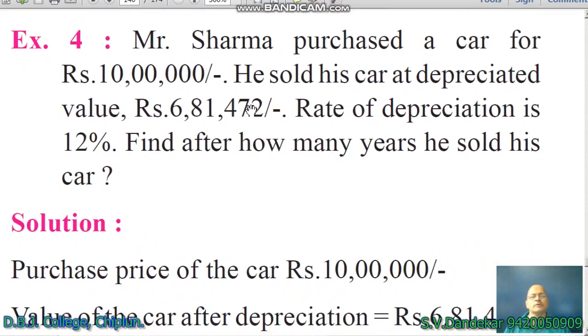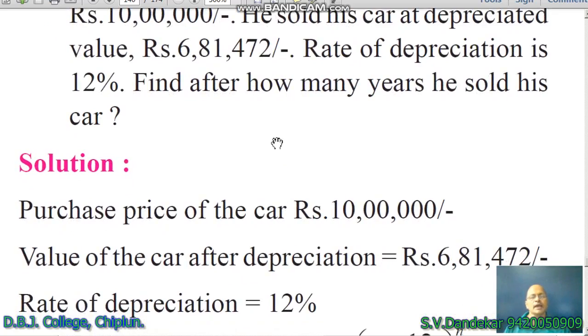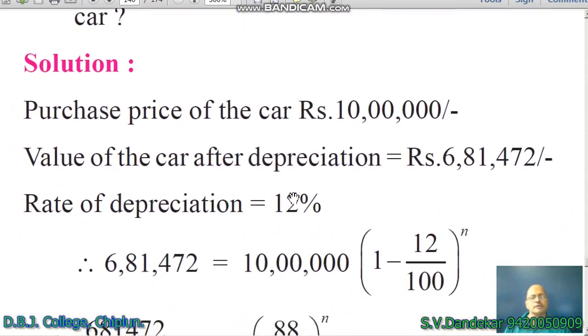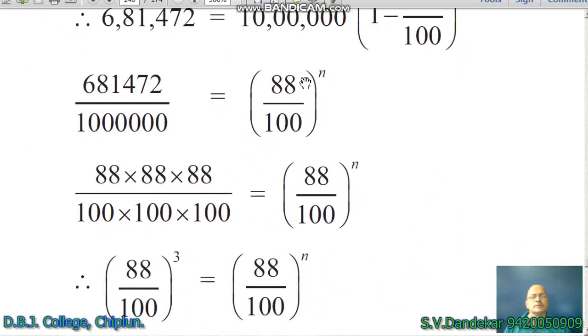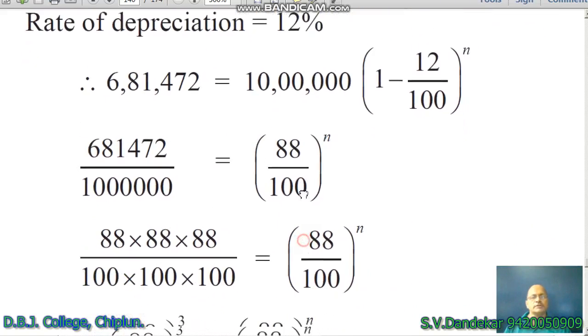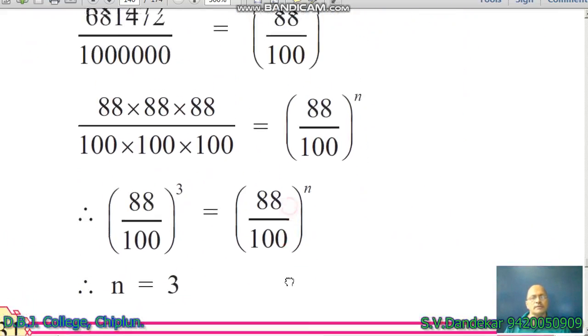Question number 4. Mr. Sharma purchased a car for rupees 10 lakh. He sold his car at a depreciated value of 6 lakhs 81,472. Rate of depreciation is 12%. Find after how many years he sold his car. Now again in the same formula, only n is unknown, everything else is known. So the calculation gives us n equal to 3.